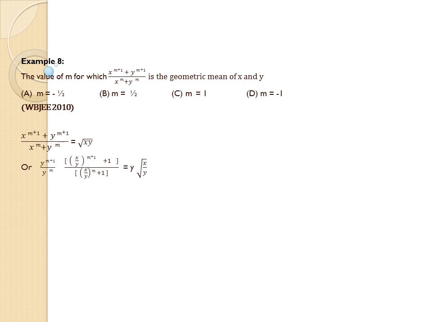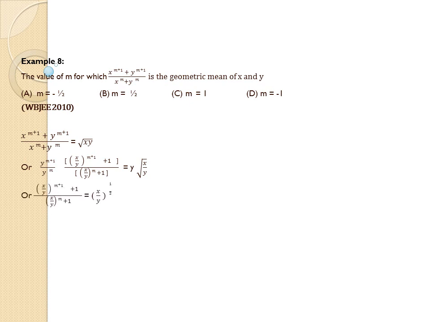Now on the left hand side, I have taken y to the power m plus 1 from the numerator as common. So the remaining terms become (x by y) whole to the power m plus 1 plus 1. And from the denominator I have taken y to the power m as common, so it becomes (x by y) whole to the power m plus 1. And on the right hand side I have taken y as common, so the term becomes root over x by y.